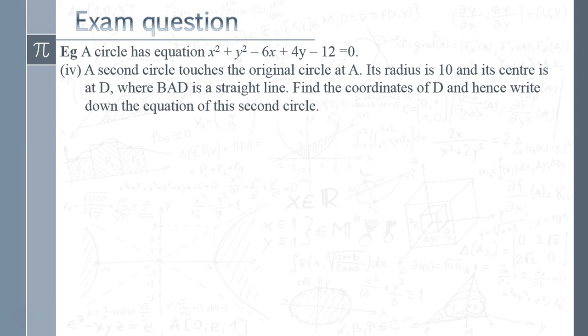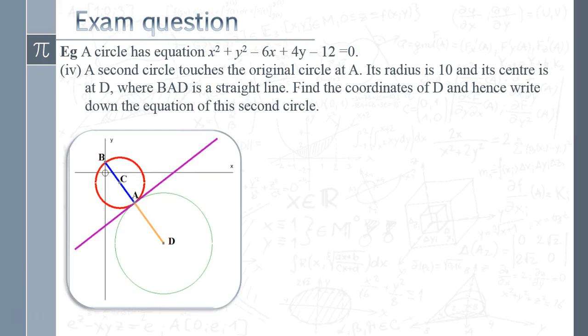Okay, so moving on to the next bit, and this is where it gets really messy, where we've got extra lines and points and coordinates and all kinds going on. So again, a sketch is going to be massively useful here. We've got a second circle, which is just touching the original circle. The second circle's got a radius of 10, its centre's D, and we're told that BAD is a straight line. So let's have a look at what that looks like on a diagram. And that's what we've got. So now I can see what I'm doing.